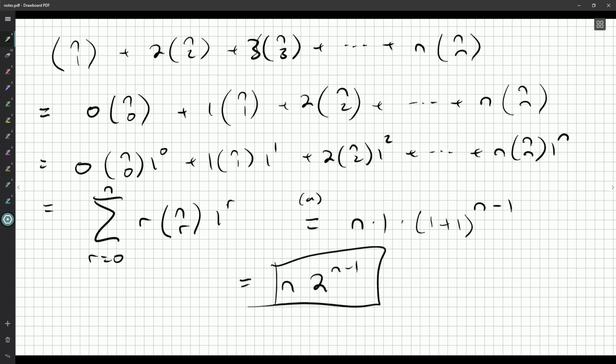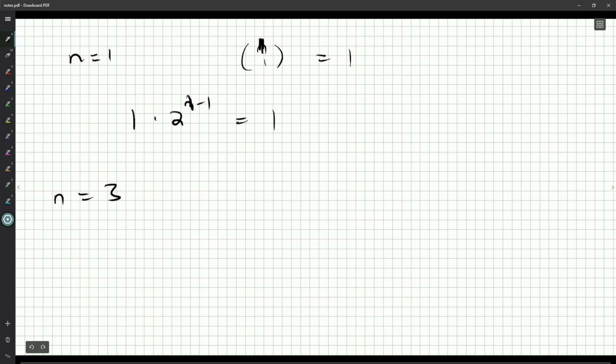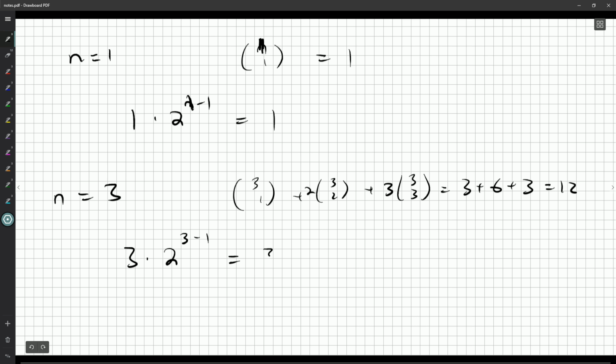Okay, if we wanted to, we could double check this. We don't have to, but we could. If n is 1, the expression is just 1 choose 1, which is 1, and 1 times 2 to the 1 minus 1 is 1. How about we do something a little grander. How about n is 3? 3 choose 1, plus 2 times 3 choose 2, plus 3 times 3 choose 3. That's going to be 3 plus 6 plus 3, 12. And according to my formula, that should be 3 times 2 to the 3 minus 1, 3 times 2 to the 2, and that's 12. So I'm really confident in my answer.